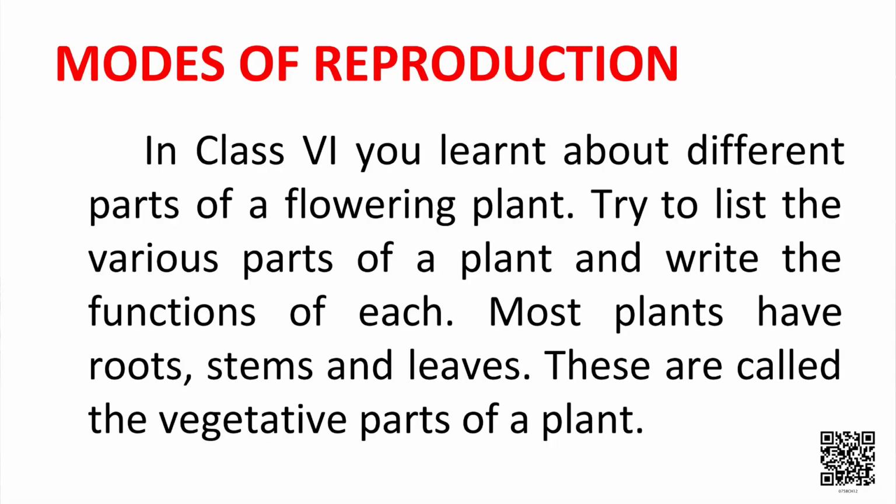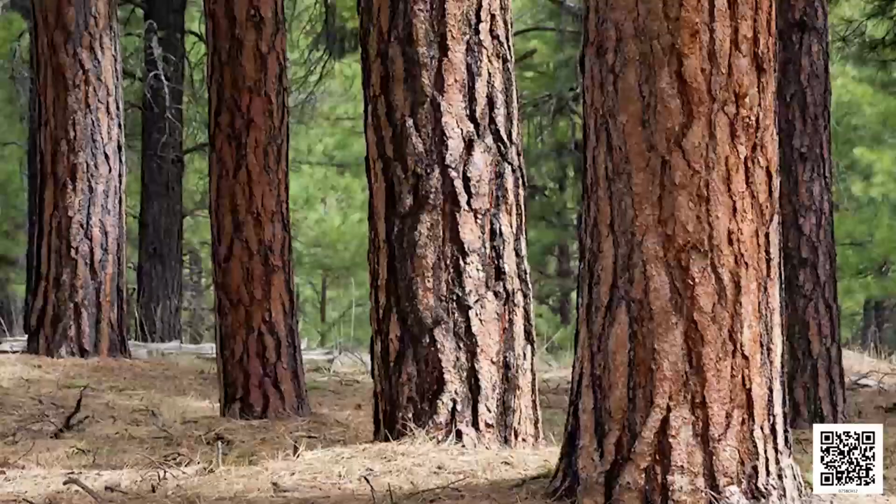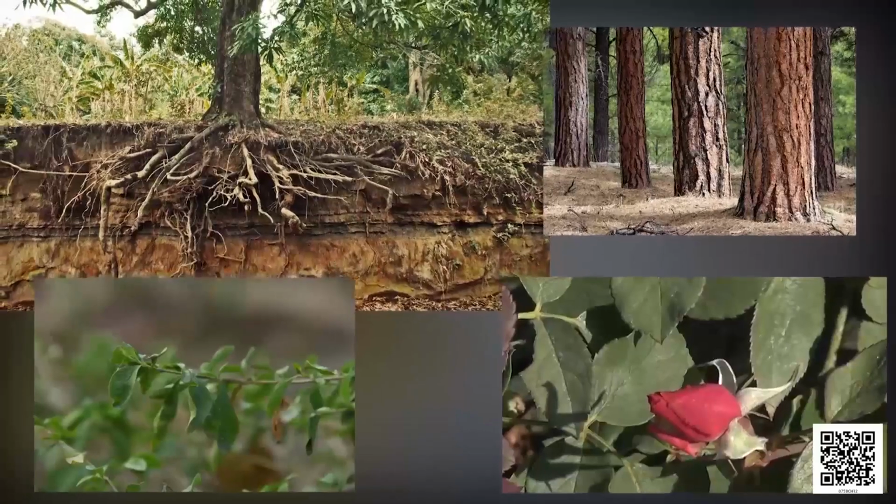So, let us start with modes of reproduction. In class 6th, we have learnt about different parts of a flowering plant. Can you list the various parts of a plant and write the functions of each? Most plants have roots, stems and leaves. These are called the vegetative parts of a plant. After a certain period of growth, most plants bear flowers as well. You may have seen that the mango tree flowers in spring. It is these flowers that give rise to the juicy mango fruit we enjoy in summer.